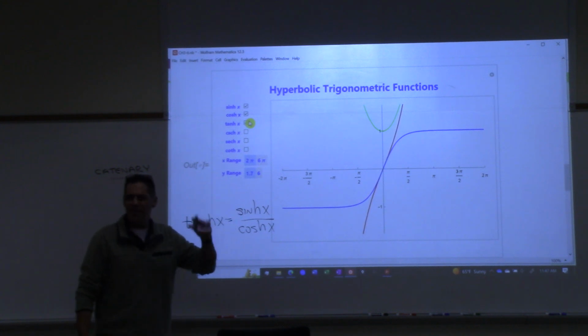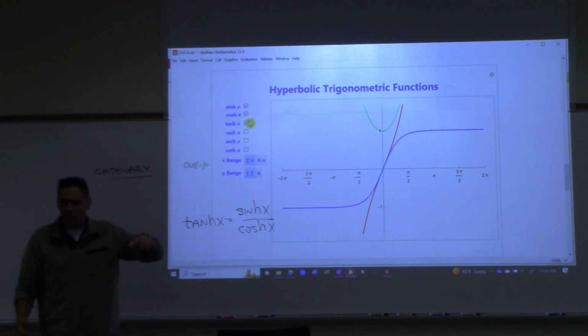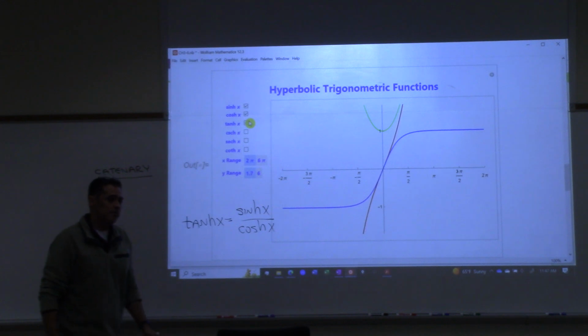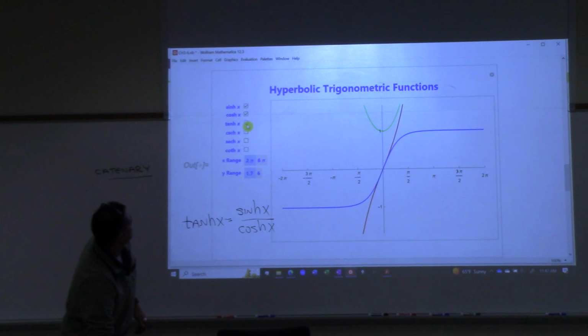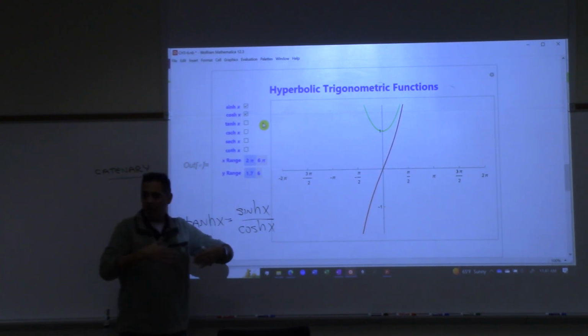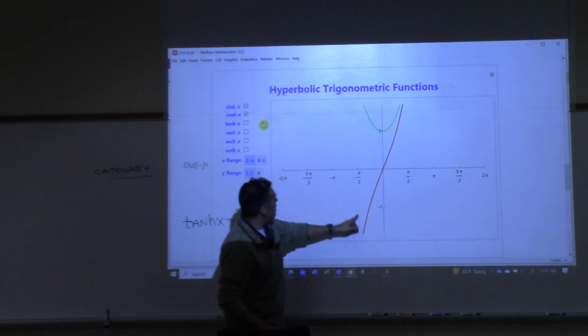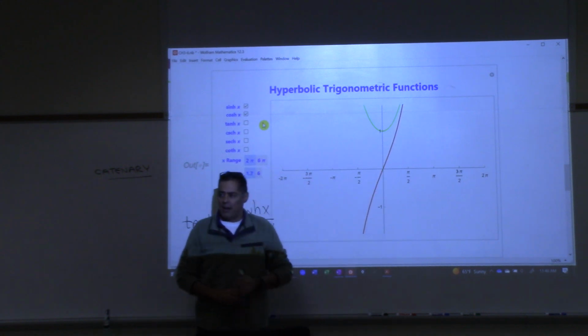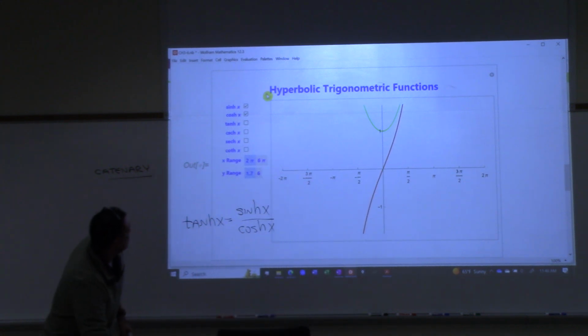You don't need to memorize these. It's not important. The catenary is probably the biggest one. What's a vertical asymptote one more time? When the denominator is 0 and the numerator is not. So how about cosecant hyperbolic? That means sine hyperbolic is in the bottom. Is sine hyperbolic, the red one, ever 0 at an x-intercept? Yes, right here. So sine hyperbolic is 0, and we should have a vertical asymptote at 0. There it is.